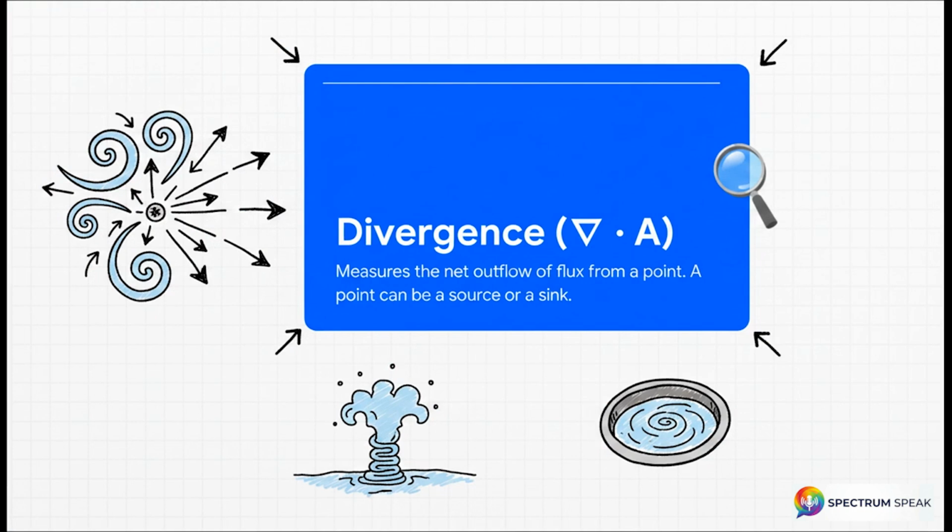Okay, tool number 2. Let's switch gears to a vector field, something like the flow of wind or water.